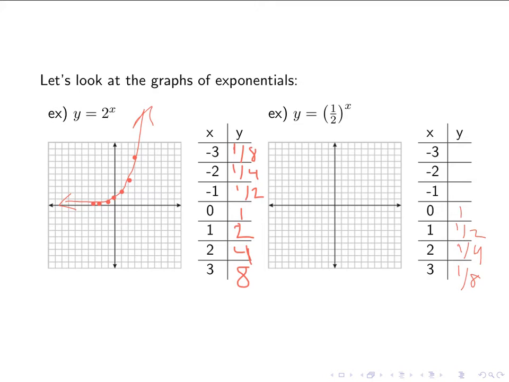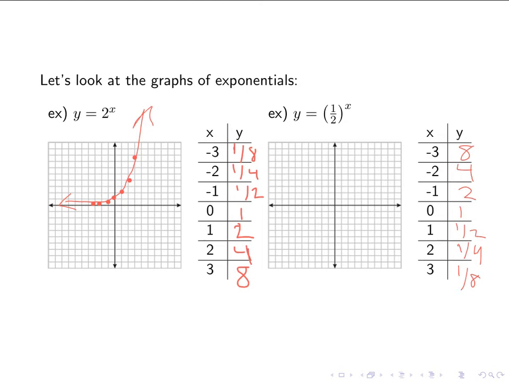And then again with the negative exponents, it's the positive exponents but flipped. So 1/2 to the -1 is 2. 1/2 to the -2 is 4. And 1/2 to the -3 is 8.